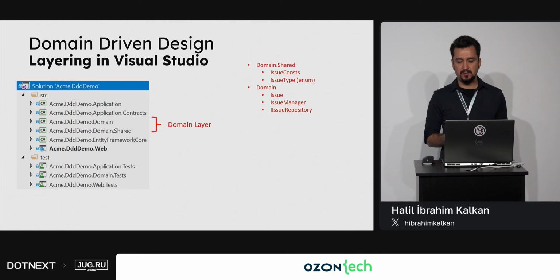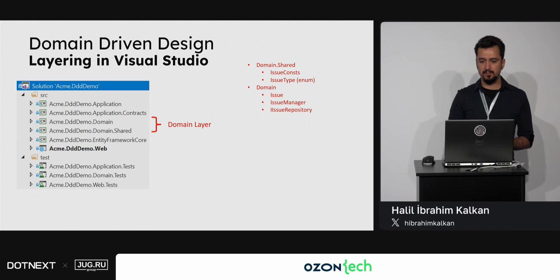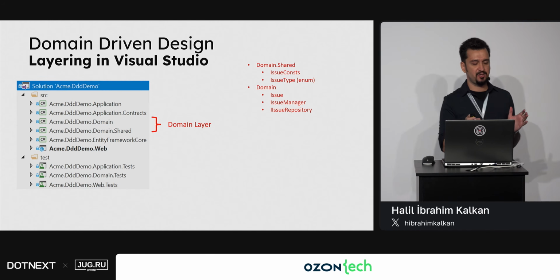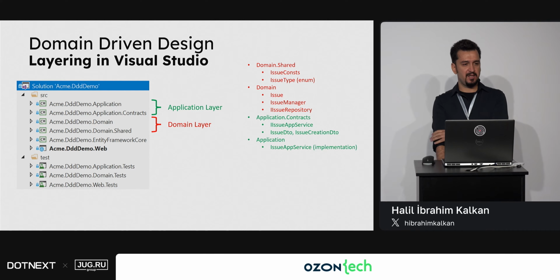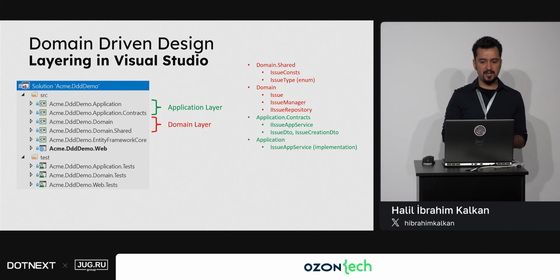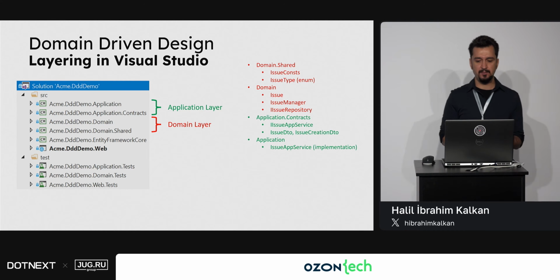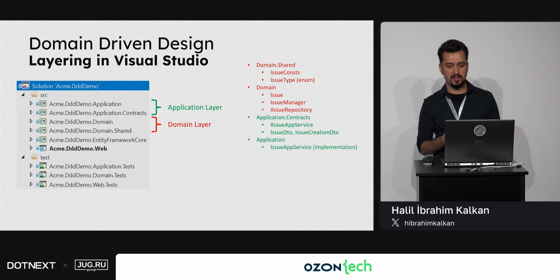So the domain layer is split into 2 parts because the domain shared project contains some constants, some enums, and some other types that are shared among all the other projects in the solution. The application layer is also split into 2 parts. The contracts package includes the interfaces and data transfer objects, so you can give your contracts package to a third-party client. They can use your abstractions without depending on your implementation. That is located in the application layer.